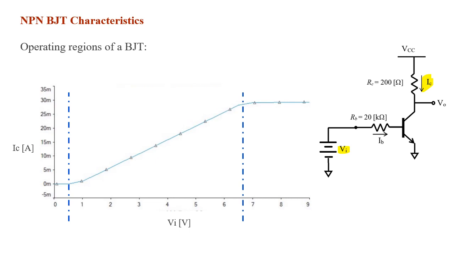So when there is no collector current, when the collector current is actually zero, that's how we know that we are in the cutoff region. Now, when the collector current starts to increase as Vn increases, that means we are in the active region. The final region is where the output or the current saturates at a constant value. That's an indication of the saturation region.